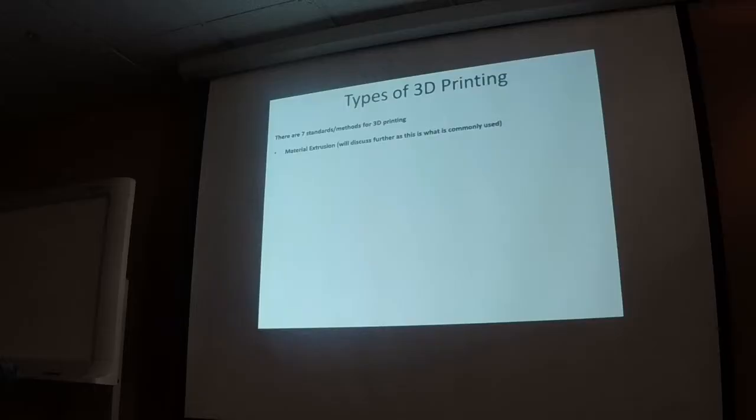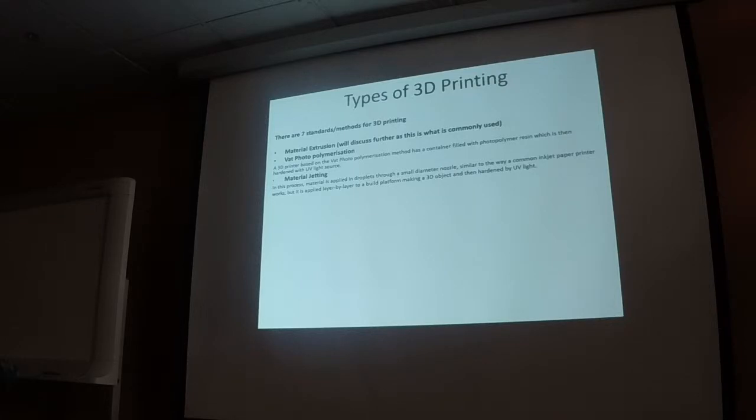So there are actually quite a lot of types of 3D printing, and we'll just quickly touch on those. Material extrusion is the one we will discuss and the one that's commonly used. We'll discuss that further shortly. But there's vat photopolymerization, which is a 3D printer based on the vat method, which is a container filled with a polymer resin, which is then hardened with a UV light source. So it's a different way. It's using resins instead of an extrusion plastic. Not as commonly used. It's more of a commercial industrial use.